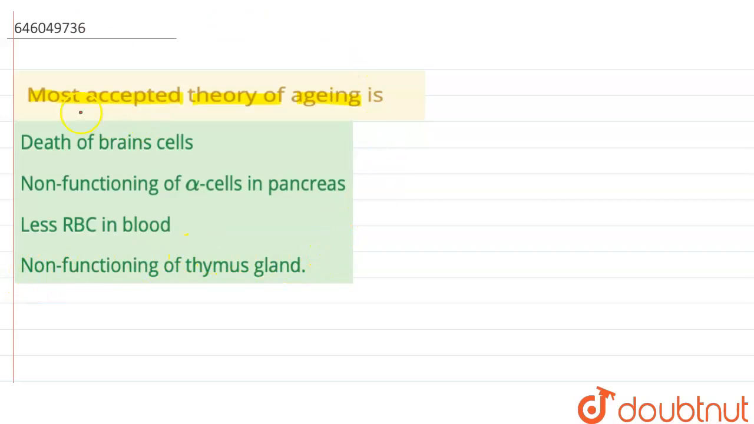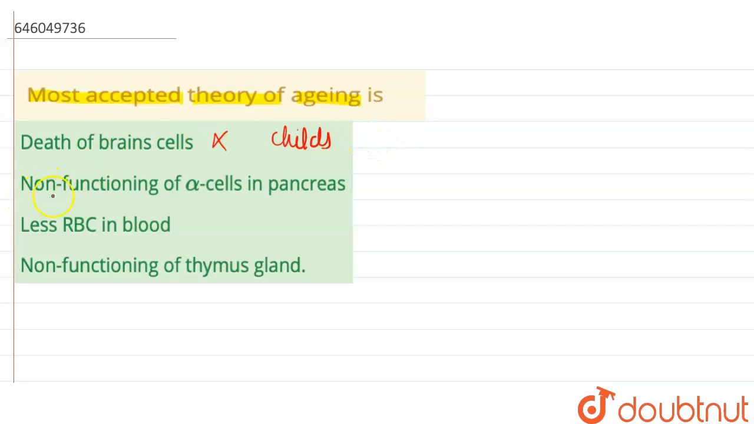Okay, let's start with the first option, which is death of brain cells. Here it's an incorrect option, as the death of brain cells can also occur in a child, right? That's why it's an incorrect option, as death of brain cells is not an aging factor.